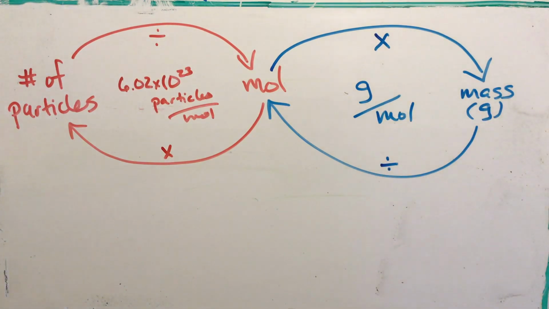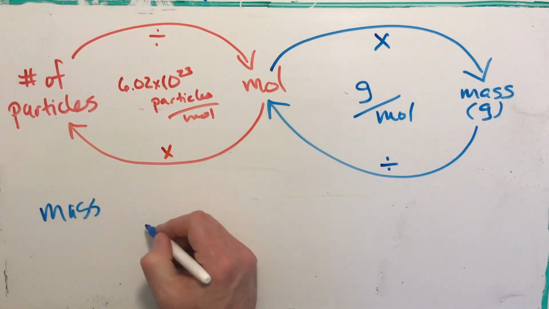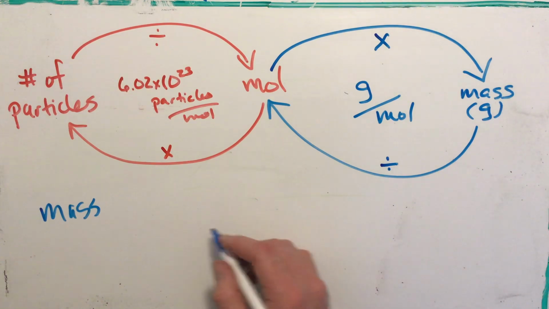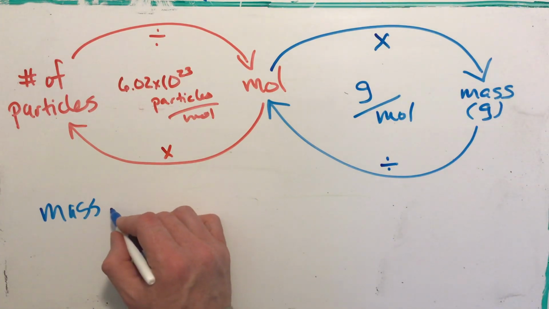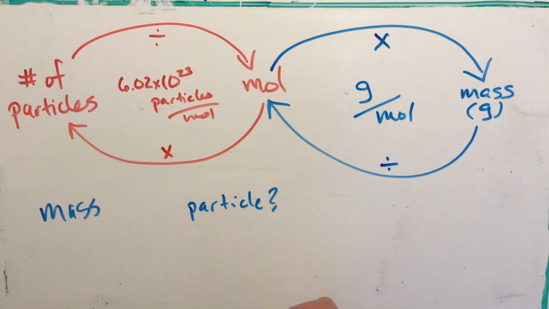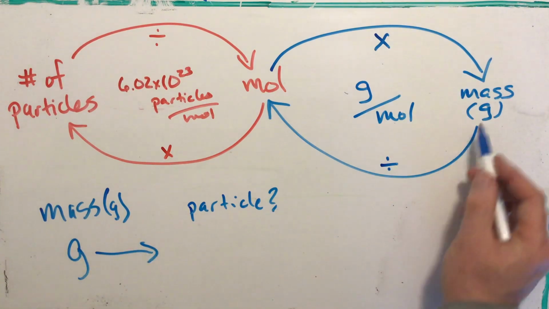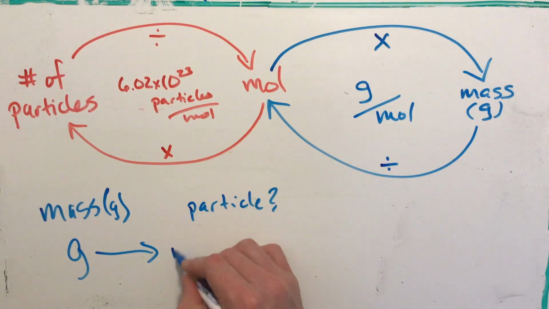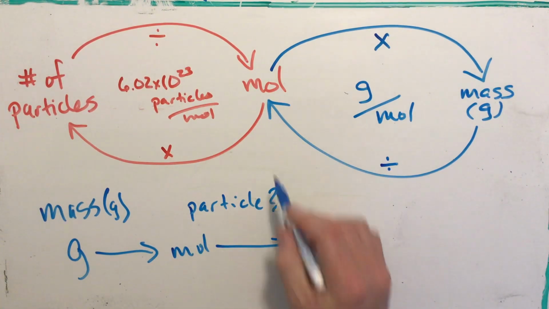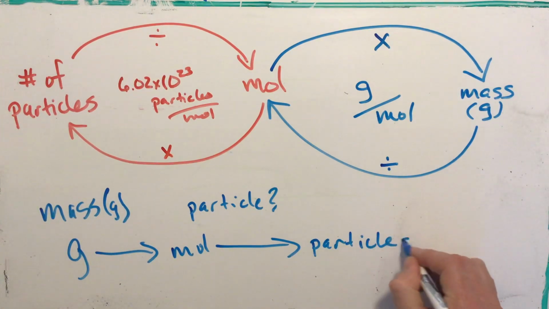So technically, I could give you a problem now where I could say, hey, here's the mass of something. How many particles would that be? And so what you would do, so I'm giving you mass, and I want to know, well, how many particles is that? Right, the mass would be in grams. So what you would have to do is take those grams, turn it into moles, and then do this calculation and turn that into the particles, the atoms or molecules, right?